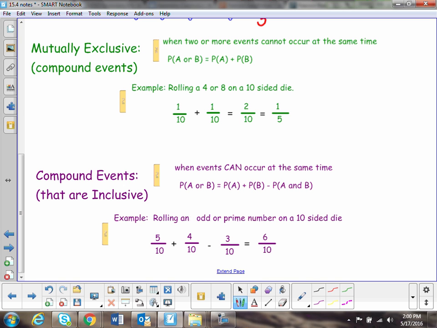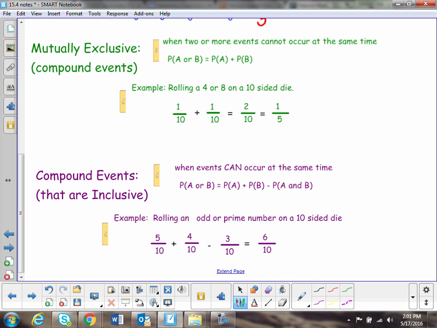All right. So event A, odd numbers. How many odd numbers are on a 10-sided die? 5. So that's what goes first: 5 out of 10. Event B, how many prime numbers are there? I know you see the numbers, but be sure in your head.